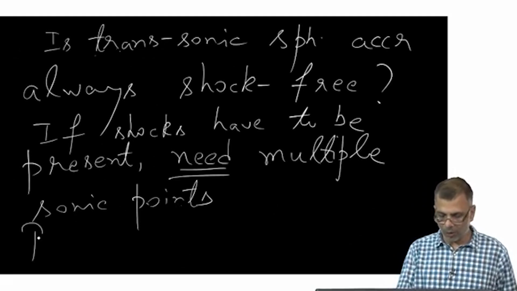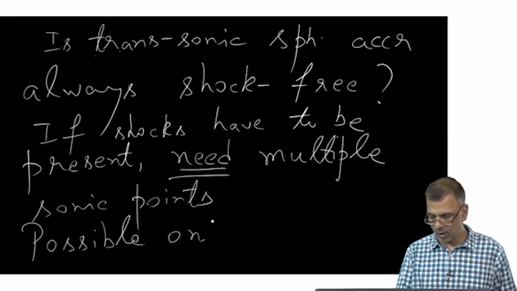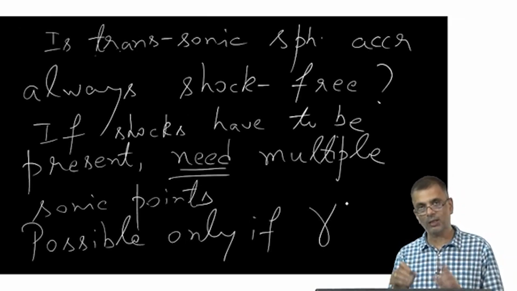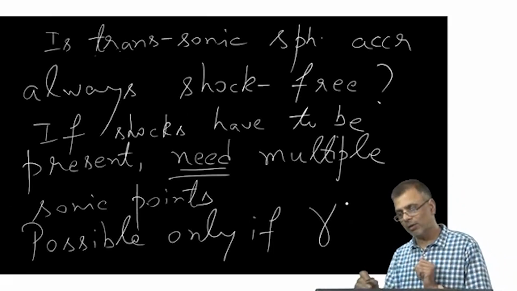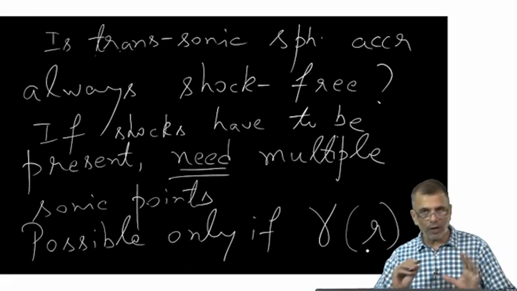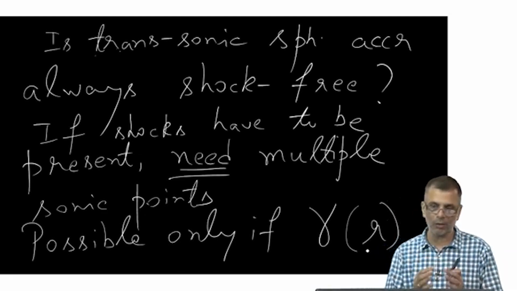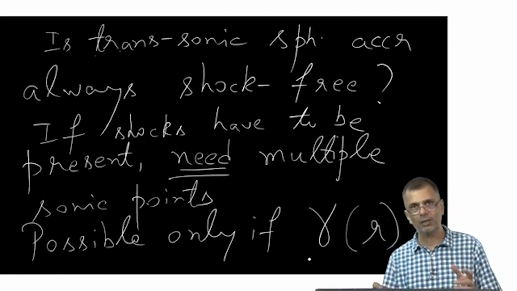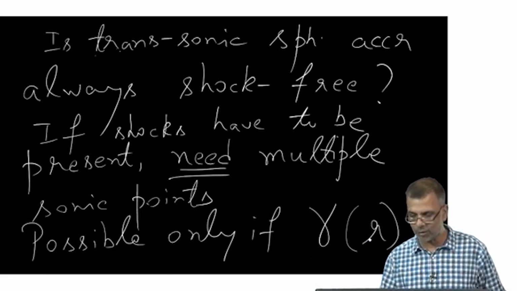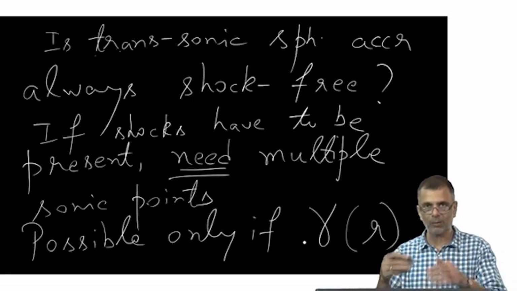It is possible only if the polytropic index is not constant throughout the flow, but is a function of distance. If you include additional sources of heating and cooling such that the polytropic index does not remain constant, and you make it vary as a function of r, then it's possible to have multiple sonic points, and then it is possible to have shocks.